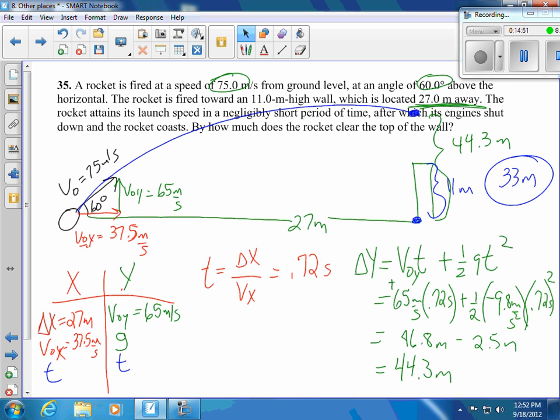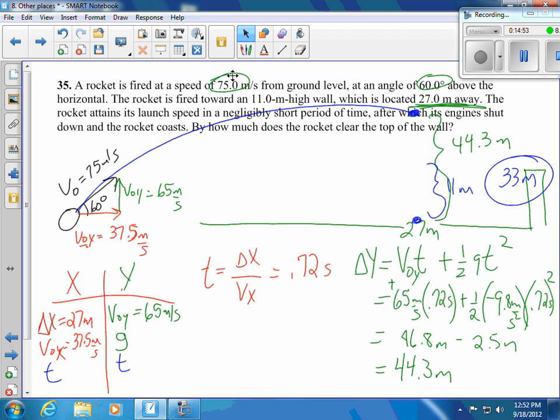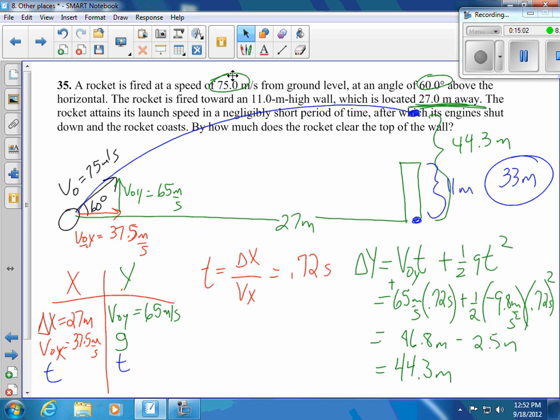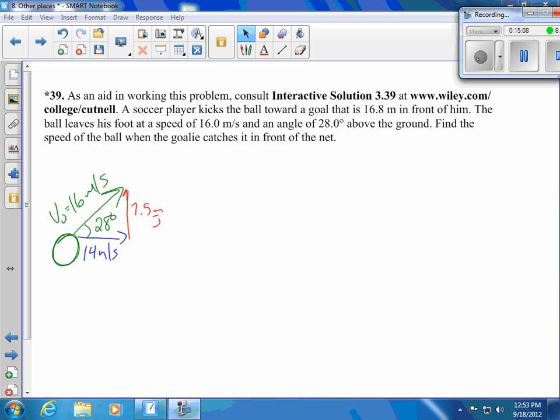There is some point the wall would be over here. There is some time at which the projectile will hit the top of the wall 11 meters high. There was a time over here where the projectile was 11 meters high. But the projectile, as you can see, is 44.3 meters high when it's gone 27 meters sideways.